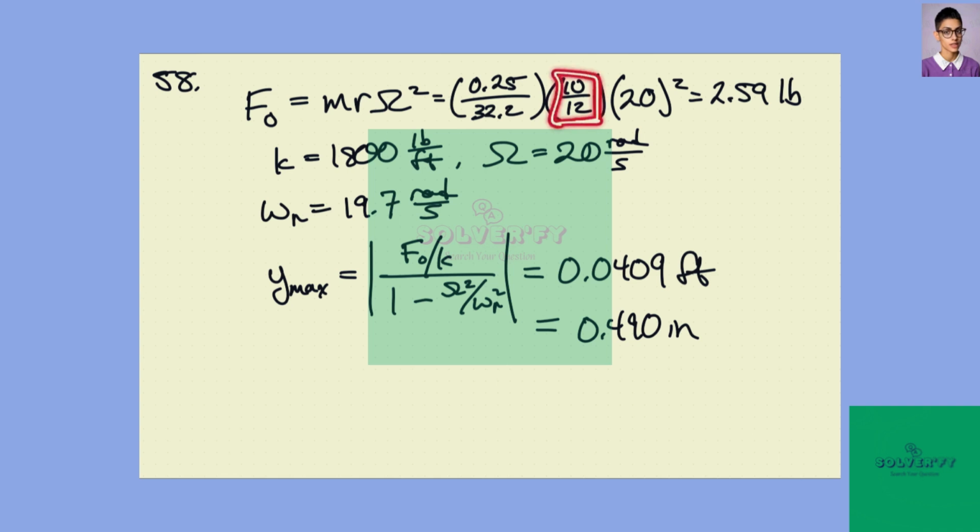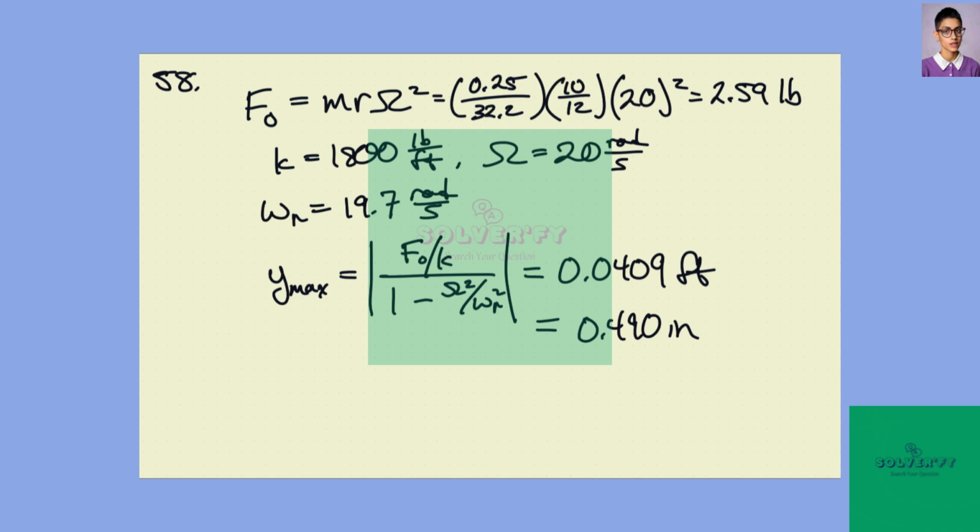The eccentricity length was 10 inches, so we convert that to feet, and then the excitation frequency needs to be in radians per second, and it was given to us that way. So it turns out that this thing comes out to be 2.59 pounds. We have the spring constant from before. We know the natural frequency from before, and we can figure out that this is probably not a good speed to be running the motor, because it's pretty darn close to our natural frequency.